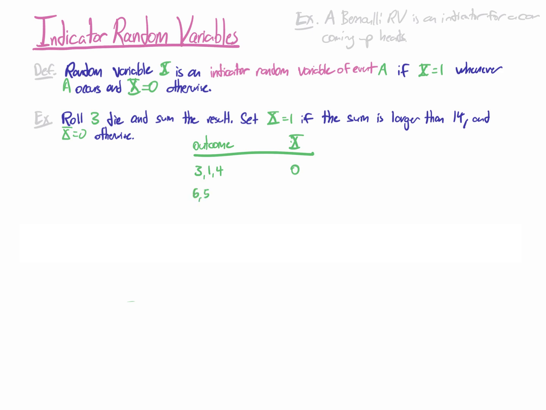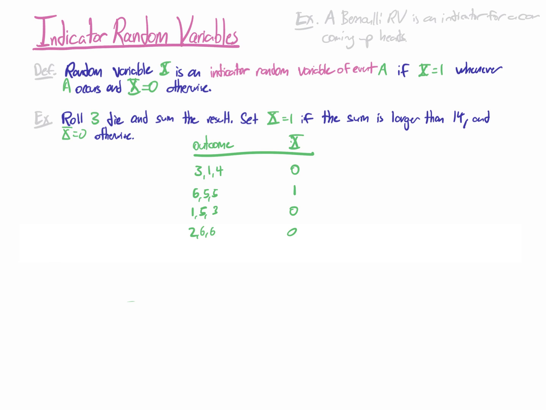Maybe we roll a 6, a 5, and a 5. Total 16. Our indicator has value 1. Two more examples. Here's a 1, 5, 3. No good. And that only adds up to 9. And then 2, 6, 6. That is not strictly larger than 14, it's only equal to 14, and so that one's a 0 as well. So our indicator random variable has value 1 whenever something happens, and value 0 whenever that thing fails to happen. In this case, the event is the sum of 3 dice being larger than 14.